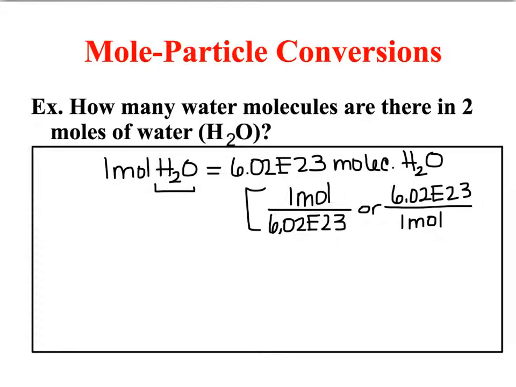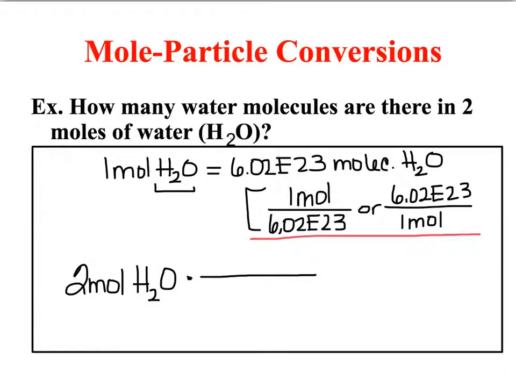Alright, now here's the important part. We always start with what we're given. In this case we were given 2 moles of water. Now, in order to convert, we need to choose which of these 2 fractions will cancel moles, because that's what we're starting with, and get us to particles. Since in our original number, 2 moles of water is the same as 2 moles of water over 1, we're going to put moles on the bottom. We're going to use this second one.